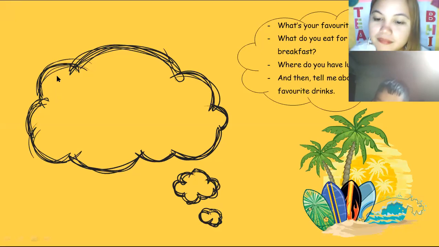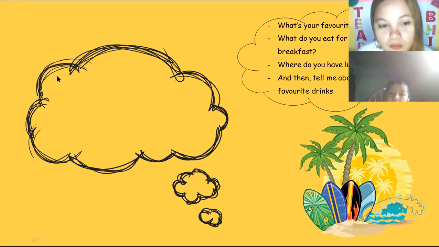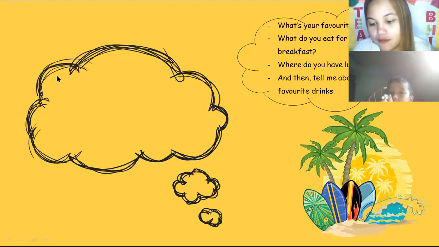Okay, monkey. Let's go to the next question. Tell me about your favorite drink. Juice and oranges. Wow, what kind of juice? Lime and sweet juice. Mango juice. Wow, I like that too. Mango juice and then coconut juice. And do you like coconut jelly? No, I don't like coconut jelly. I just like coconut juice.